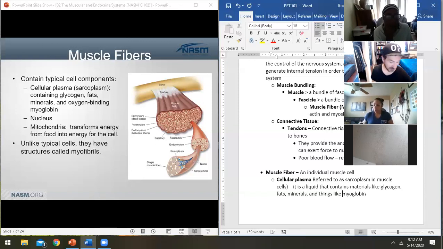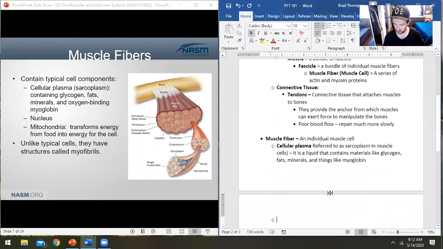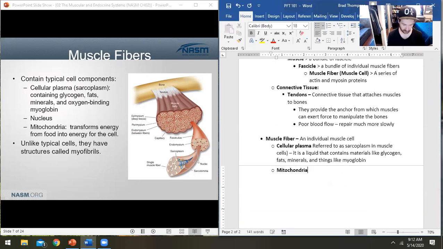So now in a muscular cell, you have all that fluid still, but you've also got lots and lots and lots of other little organelles, like these mitochondria, right? So we are going to see those mitochondria, which are your big energy producers, right? So mitochondria are going to be the energy producers for your muscle fiber, right?